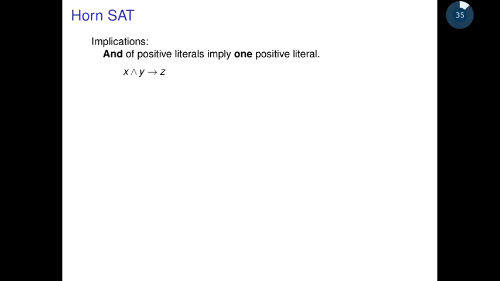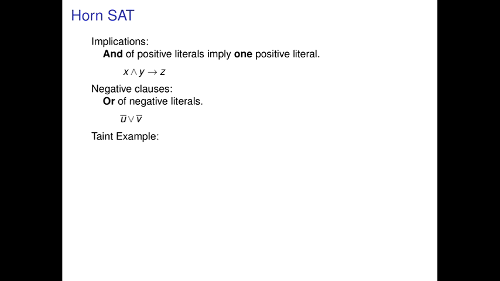Okay, so implications are ands of positive literals imply one positive literal. That's what we just saw. X and Y implies Z. Negative clauses are the or of negative literals: not U or not V. Okay. Now the taint example is just this, right? These satisfy these things. The implication for A is of the first form. A implies B, of the first form, and the last one is of the second form.